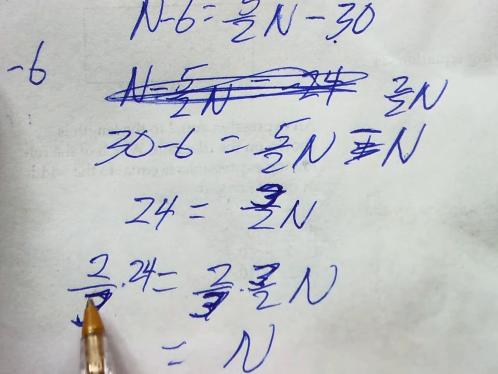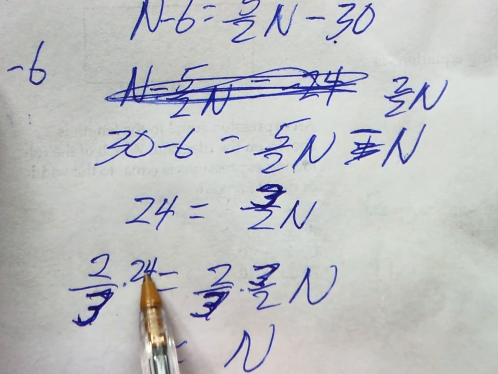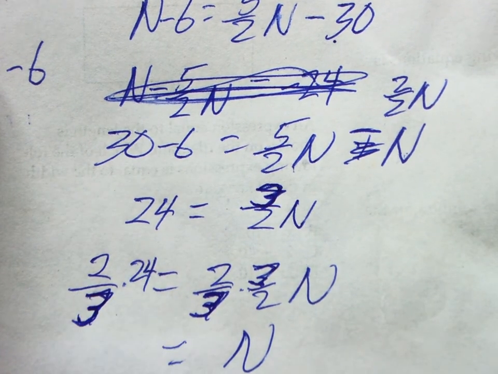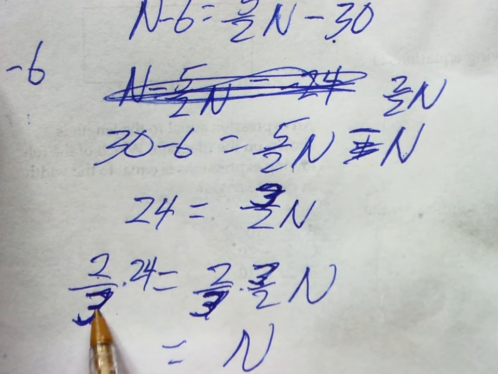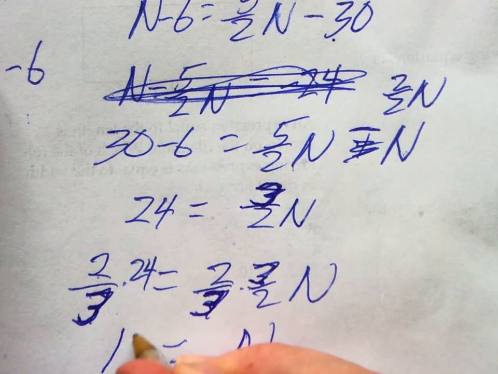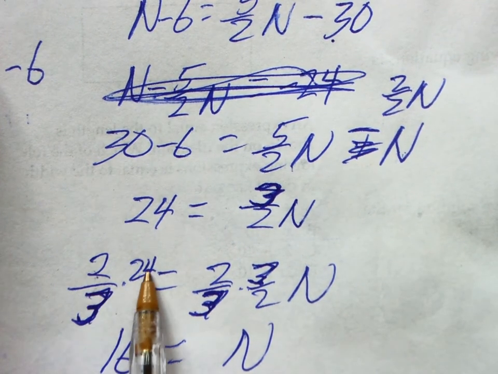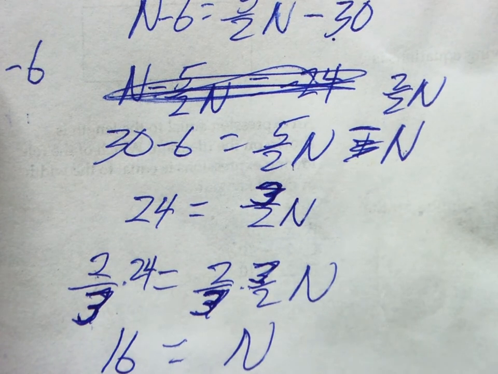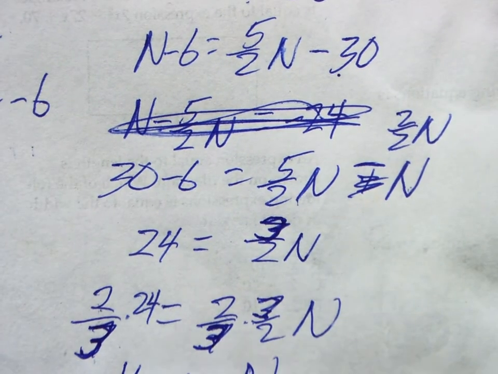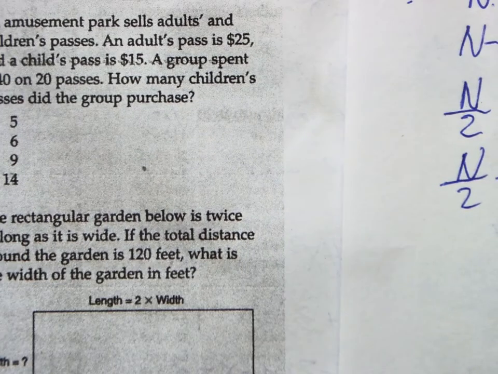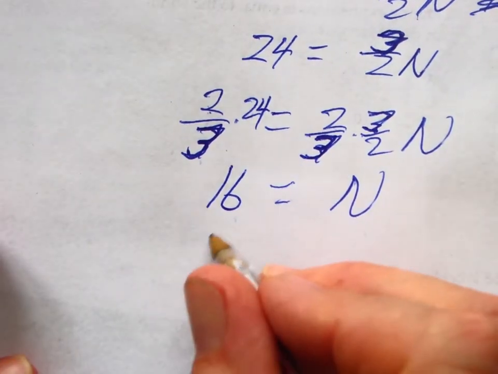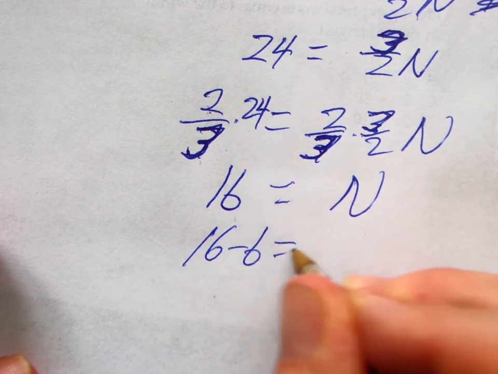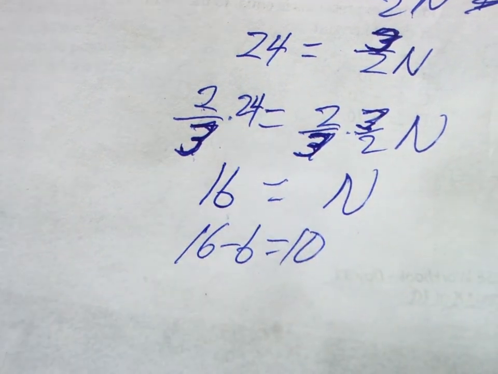2/3 times 24. You can divide 3 into 24 and get 8 and then multiply by 2. Or you can multiply 2 times 24 and get 48 and then divide by 3. Either way, you're going to end up with 16 equals n. You could do that on your calculator. 2 times 24 divided by 3. 16 is equal to n. Now, what is that? That's how old Nelson is now. And the question was, how old was Nelson 6 years ago? So you got to subtract 6. 16 minus 6 is equal to 10 years old. Wow.